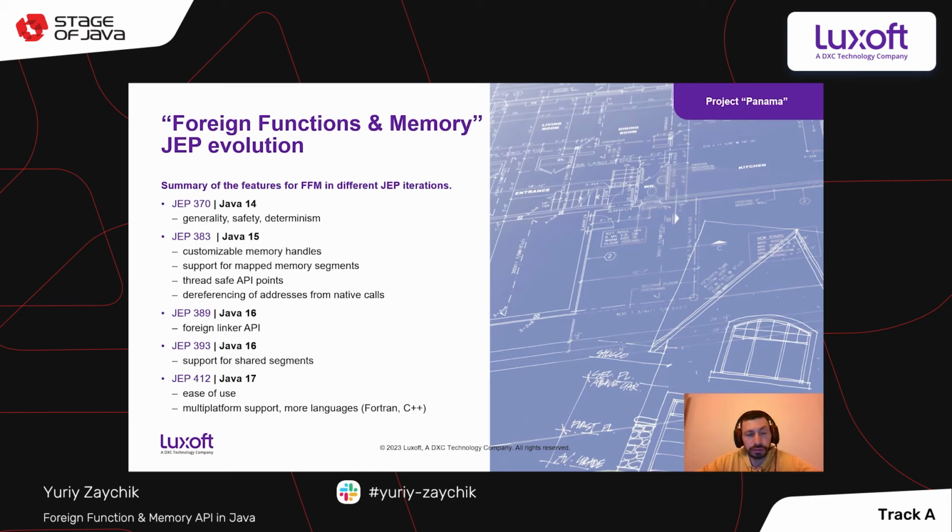In Java 15, the customizable memory handles appeared, also the support of mapped memory segments, the thread-safe API points, and dereferencing of addresses from native calls. Then in Java 16, the foreign linker API appeared and support for the shared memory segments.